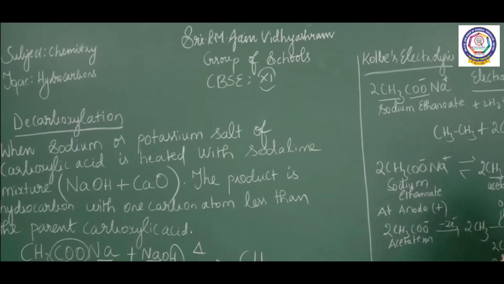So what is happening here? 2 acetate ions are there. It loses 2 electrons. So you will be getting 2 methyl free radicals with the liberation of carbon dioxide. When these 2 methyl free radicals are added, they form a bond and you will be getting the ethane molecule. This is the reaction that is taking place at the anode, the positive terminal. The acetate ion loses 2 electrons and becomes ethane with the liberation of carbon dioxide. So ethane is the product we are getting at the anode.